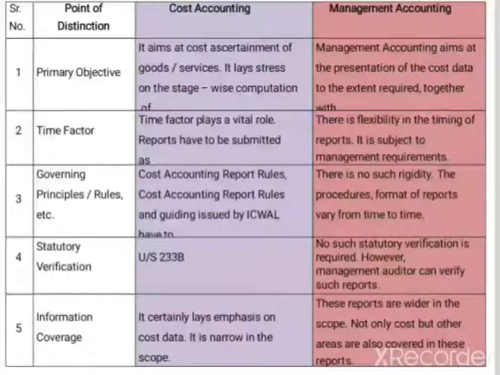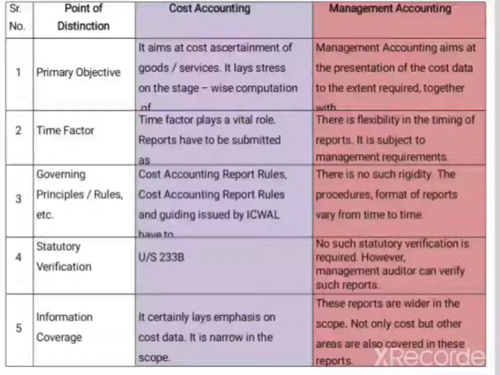And information coverage: in cost accounting, it certainly lays emphasis on the cost data. It is narrow in scope, but management accounting is wider in scope, and these reports are wider in scope, covering not only cost but other areas like financial areas, other cost areas, cost control areas, taxation areas, auditing areas. All these areas will be considered in management accounting. So these are different branches of accounting.